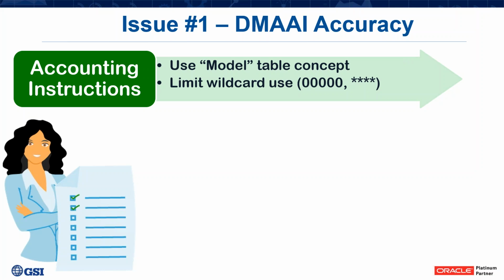So let's say you had an entry for company 3, but you did not put an explicit one in for 1 or 2. So there were 2 entries in the table, one for company 0, one for company 3. Well, if you do a company 3 transaction, it will use the company 3 DMAAI. If you do a 1 or a 2, it will use the company 0 DMAAI. So that's what I mean by wildcard.